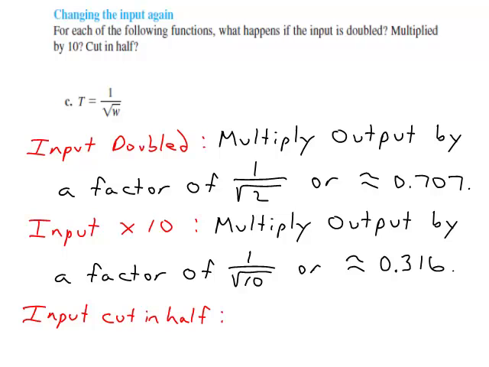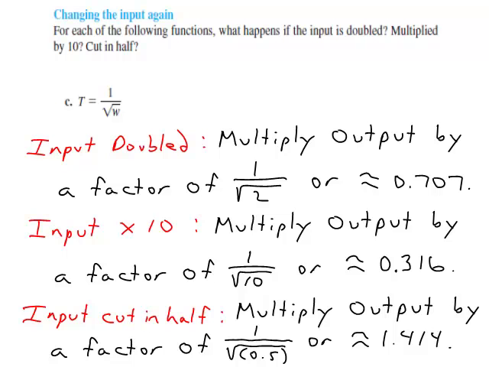Finally, if we were to cut the input in half, then we would have to multiply the output by a factor of 1 over the square root of 0.5. This is approximately 1.414. So by cutting the input in half, the output would need to be multiplied by a factor of 1 divided by square root of 0.5, or by approximately 1.414. Thus, we've seen throughout this problem with 3 different functions how affecting the input affects the output.